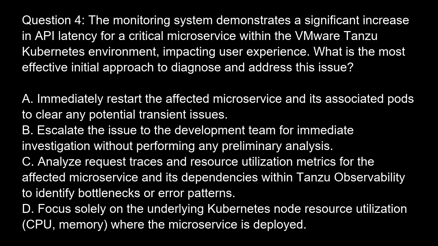Option B. Escalate the issue to the development team for immediate investigation without performing any preliminary analysis. Option C. Analyze request traces and resource utilization metrics for the affected microservice and its dependencies within Tanzu observability to identify bottlenecks or error patterns. Option D. Focus solely on the underlying Kubernetes node resource utilization, CPU and memory, where the microservice is deployed.